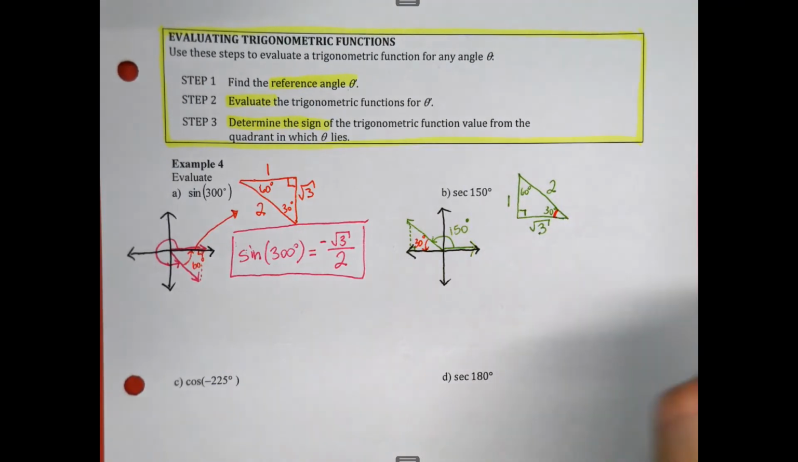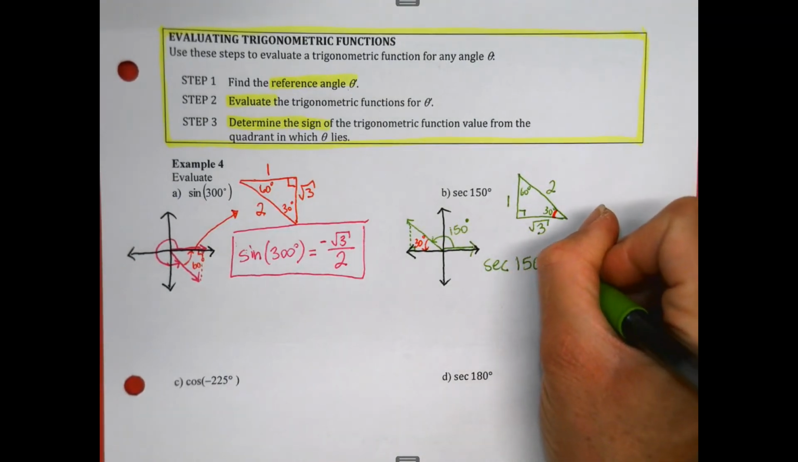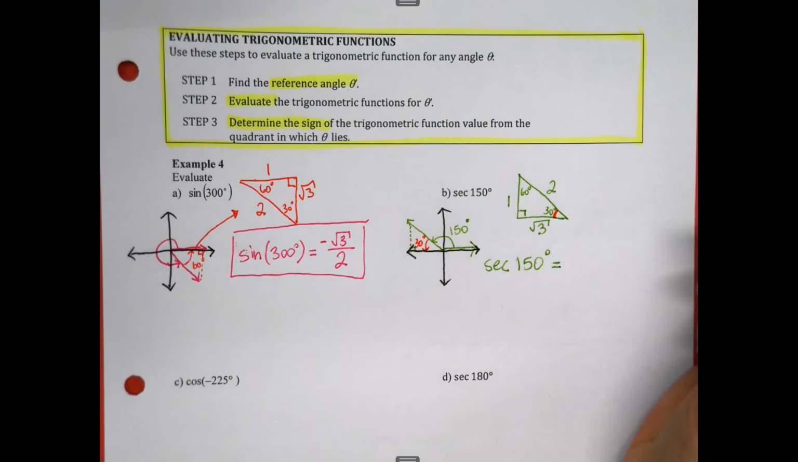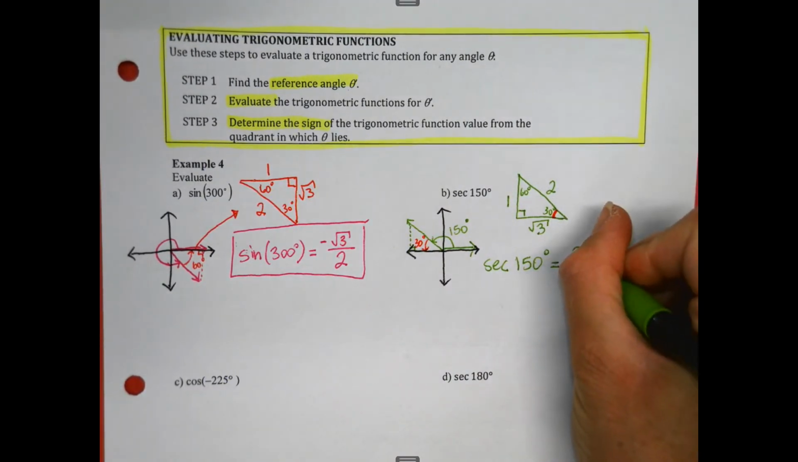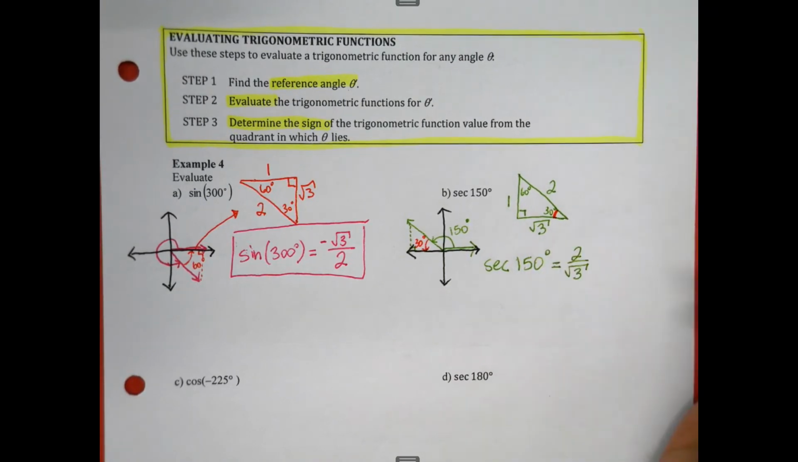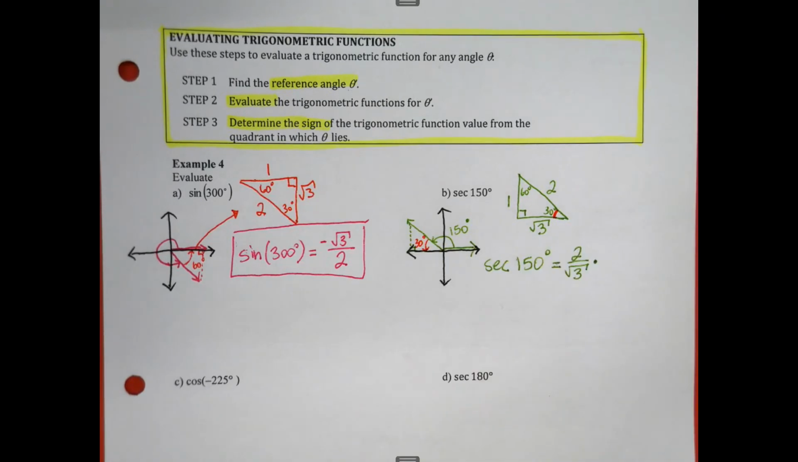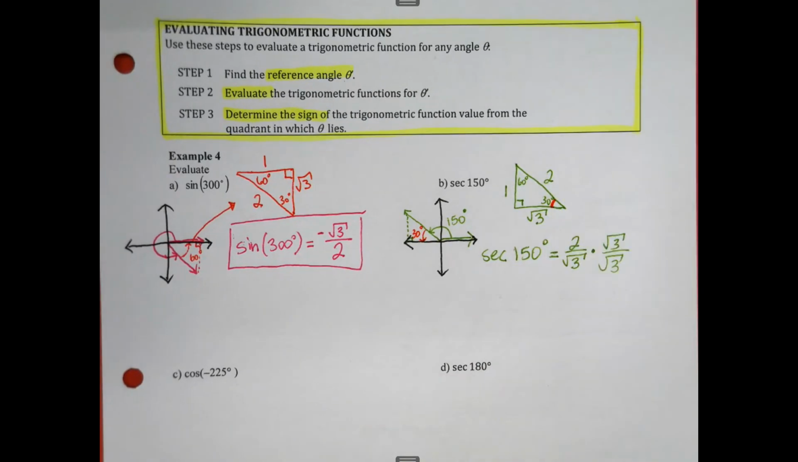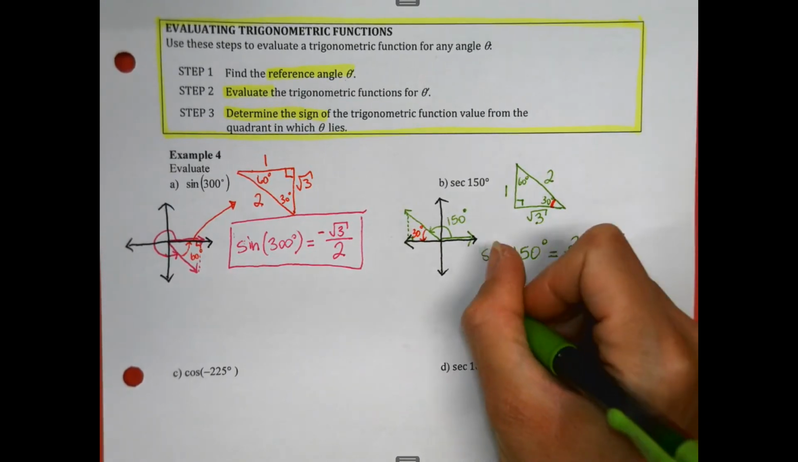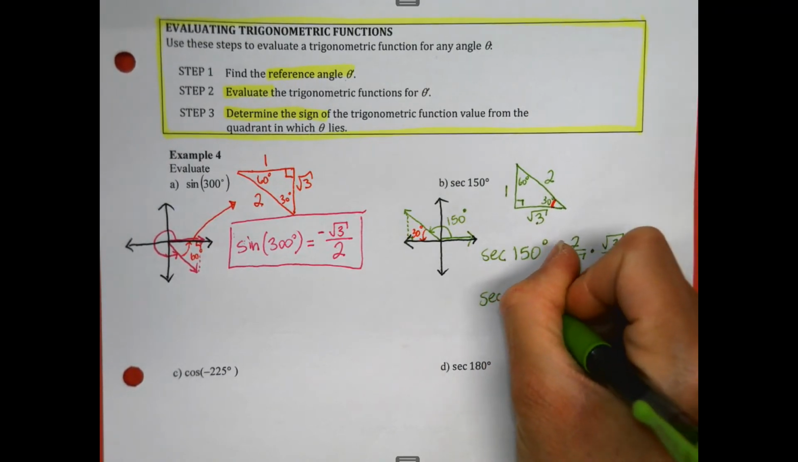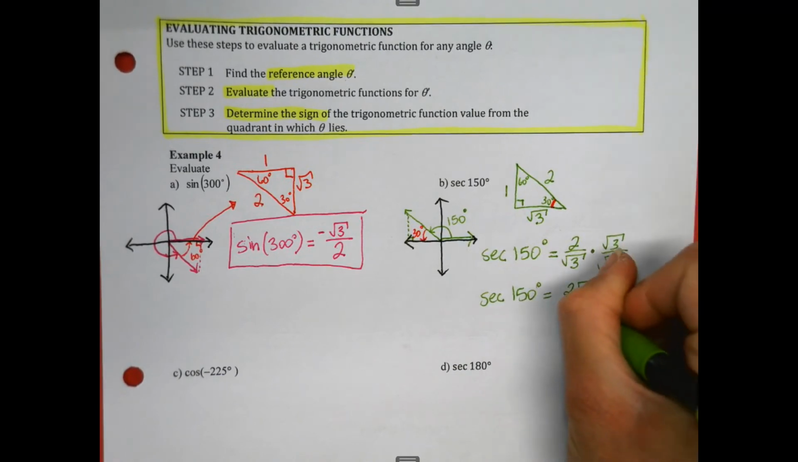And we want to find secant of 150 degrees. Secant is related to cosine. So therefore, it's going to be the hypotenuse divided by the adjacent, or 2 divided by the square root of 3. And then we are going to need to rationalize. So we have to multiply by the square root of 3 over the square root of 3. And we end up with secant of 150 degrees is equal to 2 times the square root of 3 divided by 3.